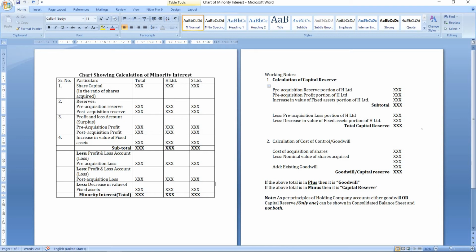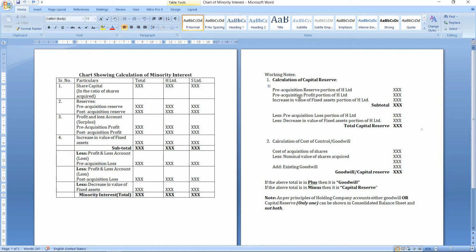So what you have to do is, for calculation of capital reserve, you have to take the pre-acquisition reserve portion of H Limited. When you have prepared this chart, you will get the pre-acquisition reserve of H Limited. Only the portion of H Limited is to be taken, neither the total nor that of minority shareholders. Only H Limited's portion you have to take.